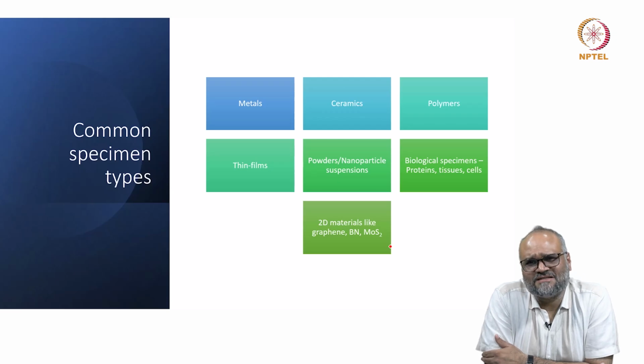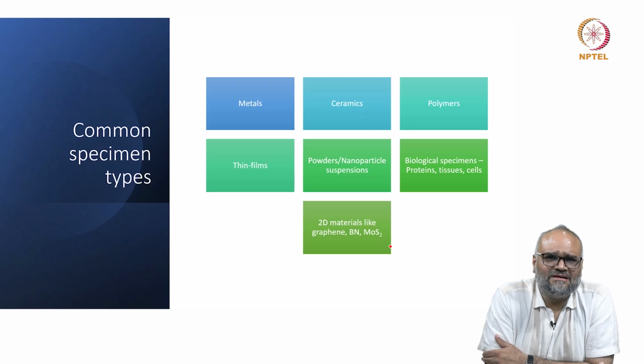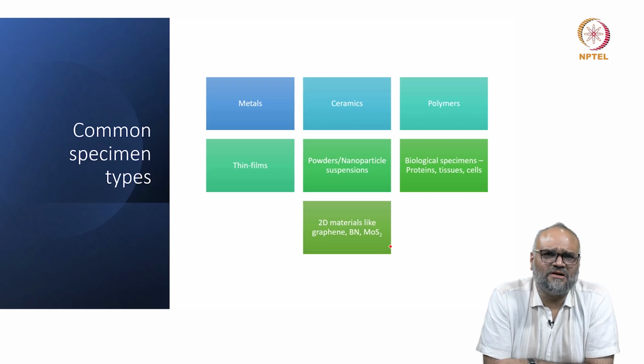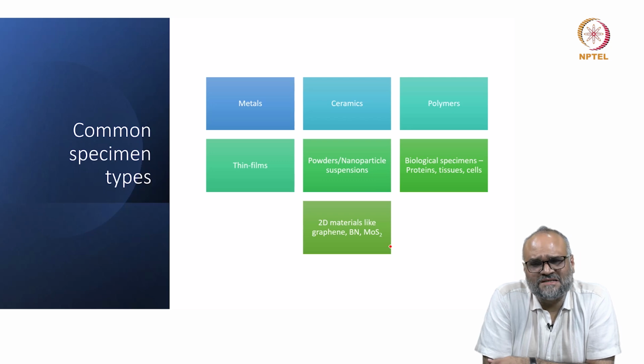You have a ready-made suspension. If you can ultrasonicate the suspension without causing any damage to your sample, you typically ultrasonicate this, disperse the nanoparticles more or less uniformly, ensure that the concentration of the suspension is not too high nor too low, and you drop it onto a grid, and then you can use it for imaging. 2D materials are kind of ready-made specimens for you. If you can transfer them appropriately, you can then use it for doing TEM analysis.